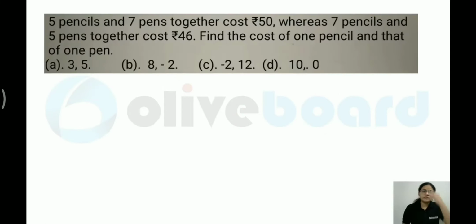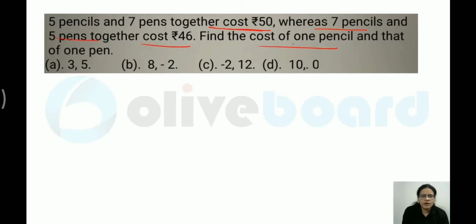Now let me solve one word-based question based on the same. Based on a word problem, you need to first convert it into equations and then solve it. So 5 pencils and 7 pens cost together 50 rupees, whereas 7 pencils and 5 pens cost 46 rupees.